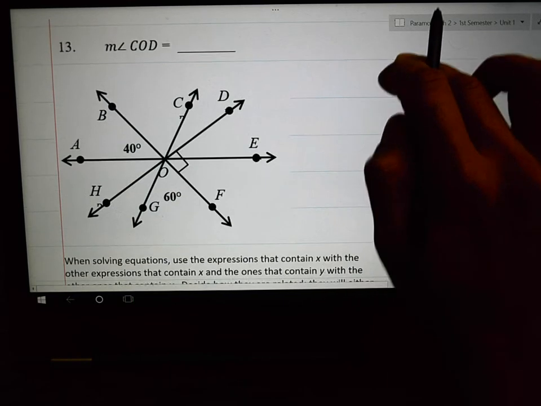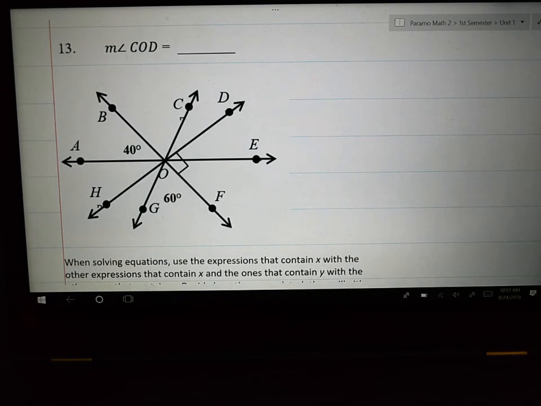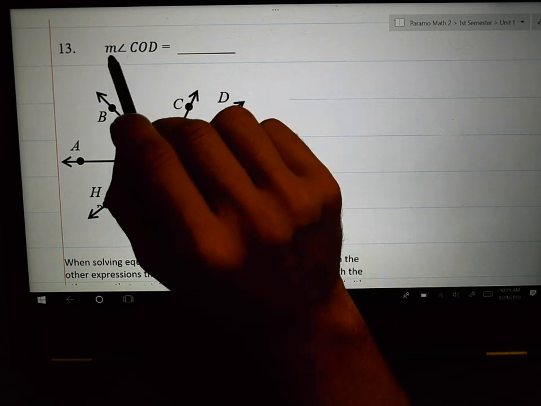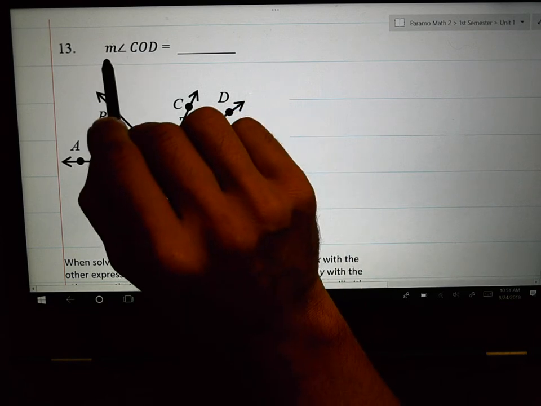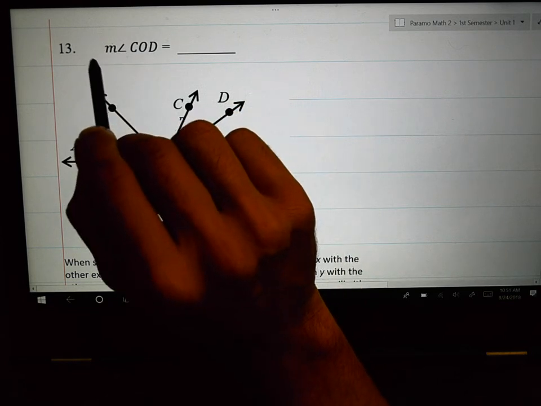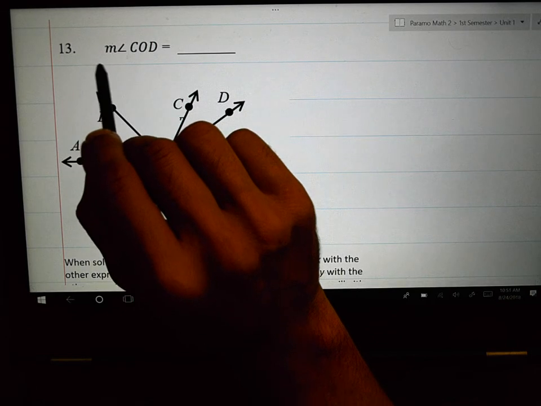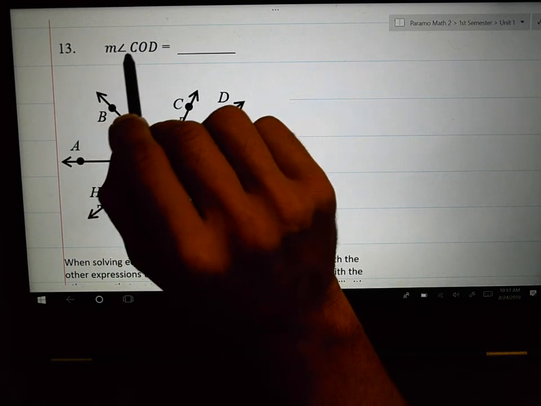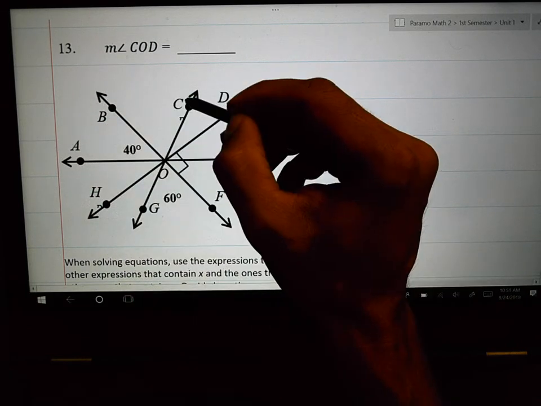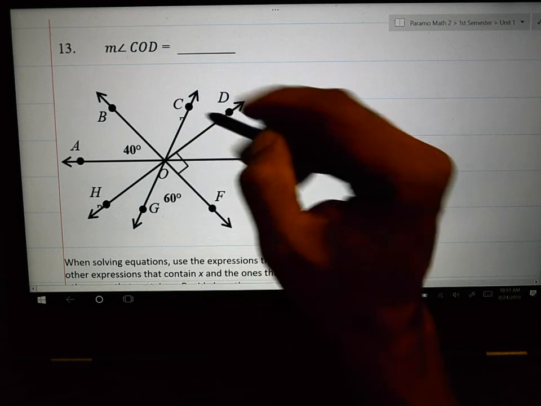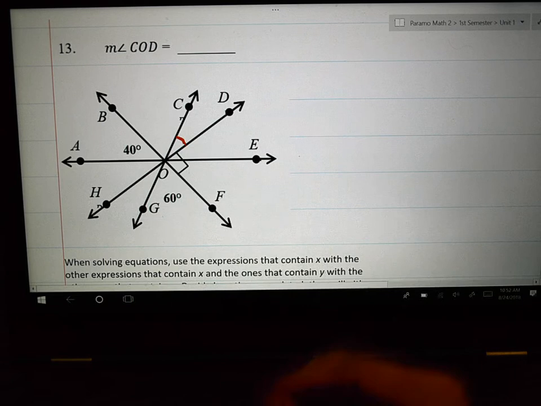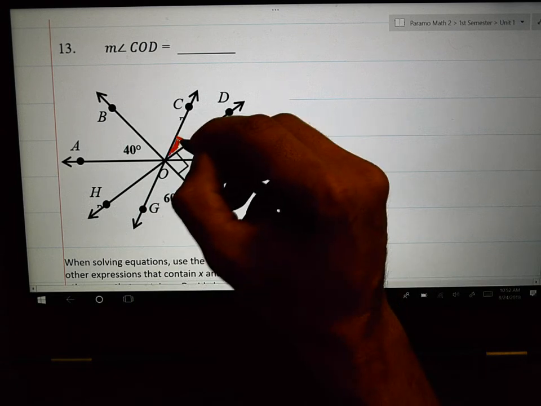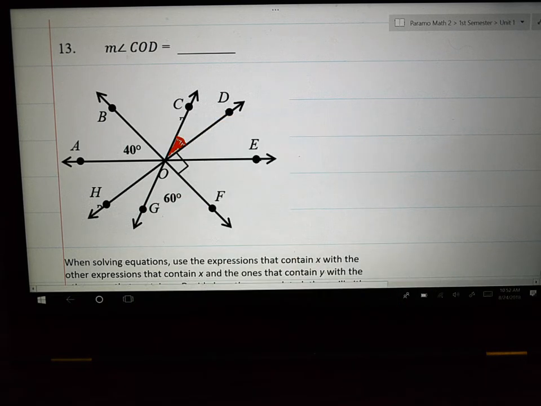Going to number 13 is the next one I chose for you. When you look at 13, it says, what is the measure of angle COD? When you see a little m, it's asking for how many degrees, or how much is the measure of angle COD. They're looking for side, vertex, side. They're looking for this one right here in red. I'll color it in. That's what they're looking for.